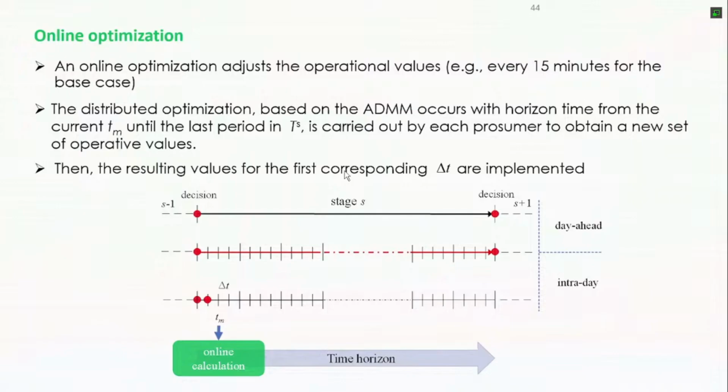Why the end of the stage? Because at the end of the stage we have a different point in the decision tree. So we have a constraint that the operating values, in particular the level of the storage in the batteries, needs to be the same as the one calculated in the day-ahead optimization. And this is carried out for all the periods. So you see that there is a way in order to consider this.